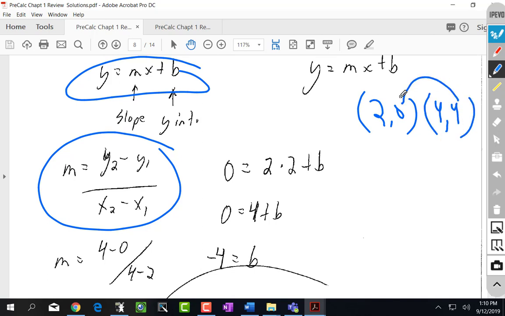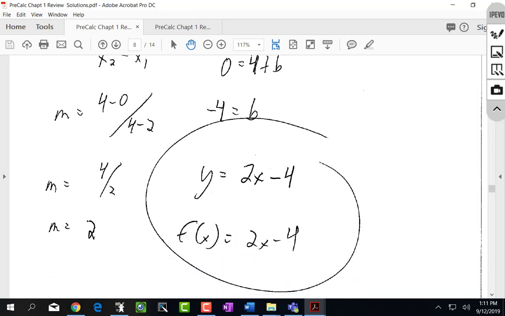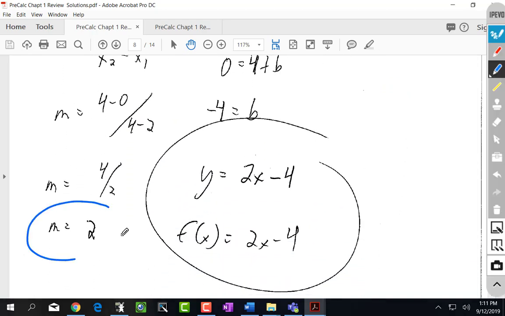So I'm going to take 4 minus 0, finding my slope, and I take 4 minus 2, finding the slope right here. So 4 minus 0 is going to equal 4, and 4 minus 2 is going to be 2. So you're going to notice that gives me a slope, just scroll on down here, of 2. So now that I know that my slope is 2, using my y equals mx plus b, I'm going to go ahead and substitute that in and find out what my b is equal to.